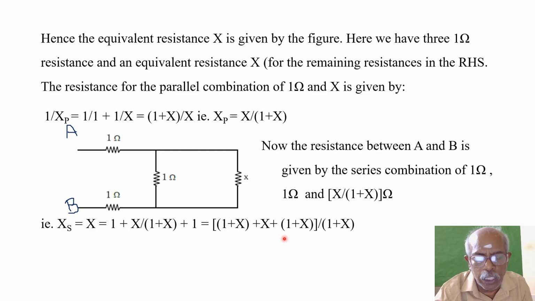Then how to simplify this? How to solve this? 1 plus x. In the 1 plus x, taking the common factor, 1 into 1 plus x. Then here only x remains. Already 1 plus x is there. Plus 1 plus x. So 1 plus x plus x plus 1 plus x, whole divided by 1 plus x.